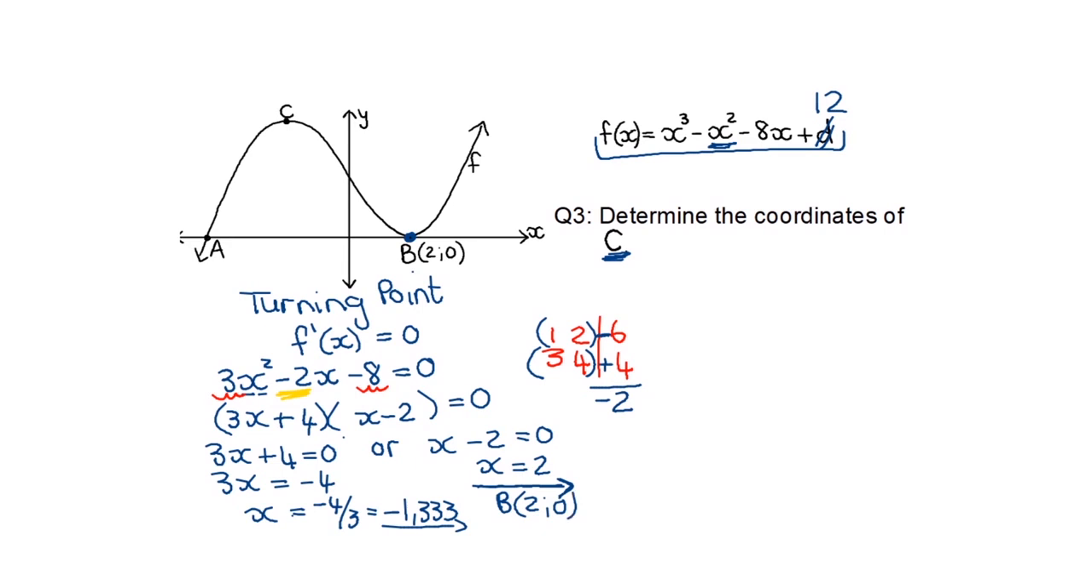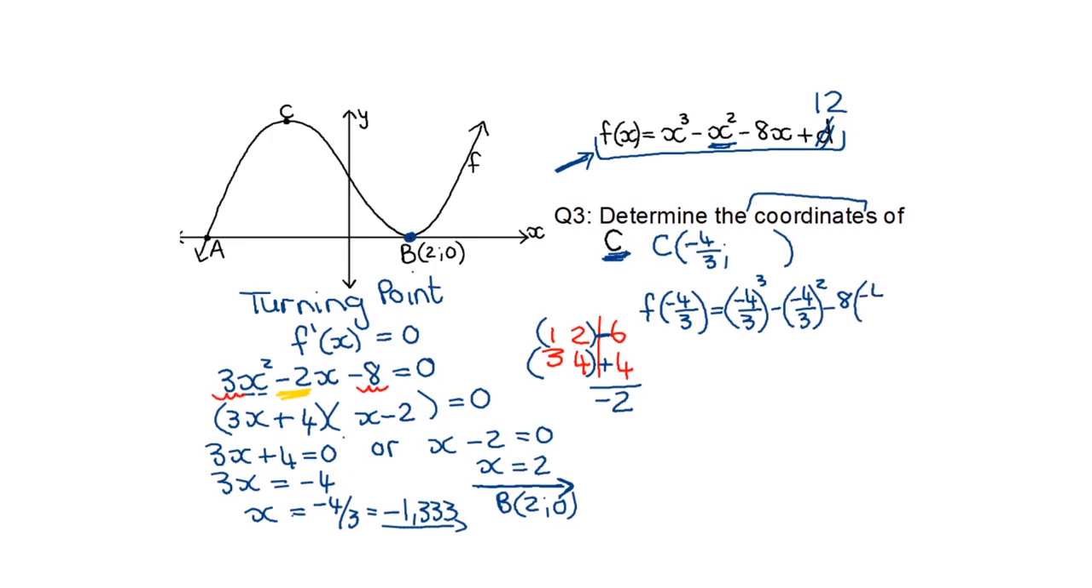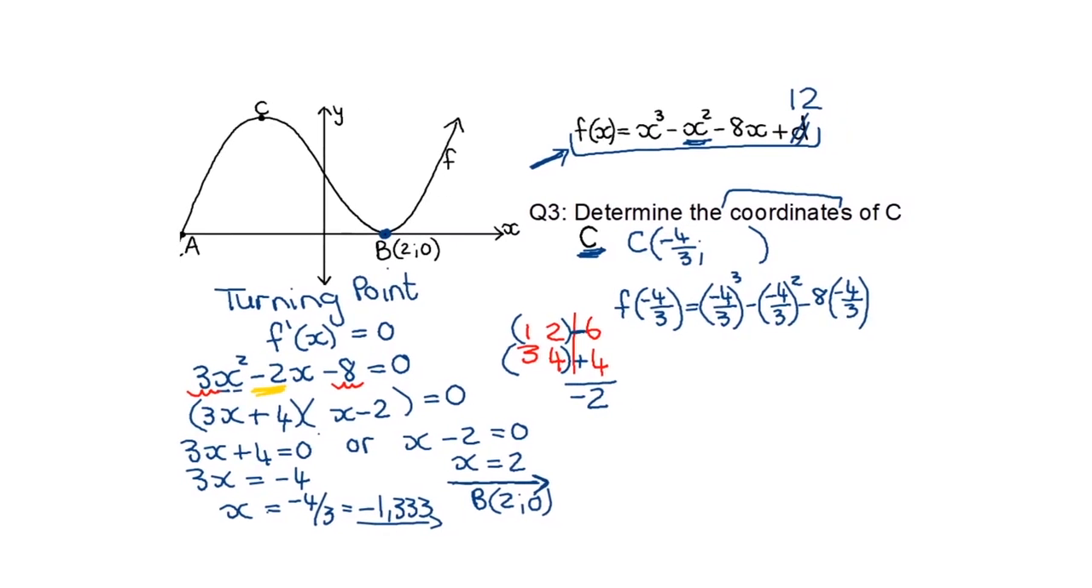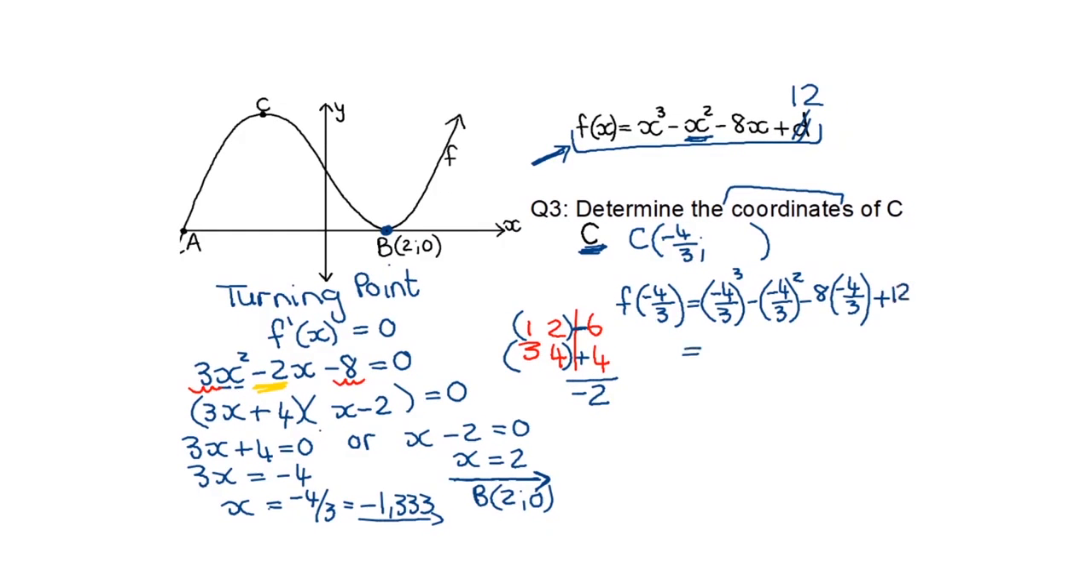Do you see they asked me for the coordinates? So I can't just give them the x value, I also have to give them the y value. And in order to get the y value, I'll have to replace into the original equation every x with a negative 4/3. So every x is replaced with a negative 4/3. It must be squared, then 8 times this negative 4/3, and then plus the 12.